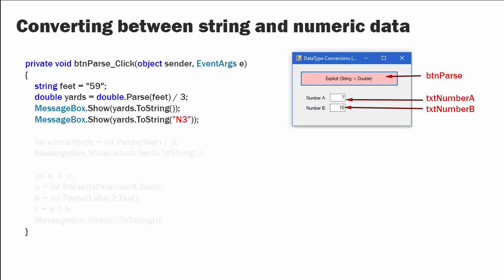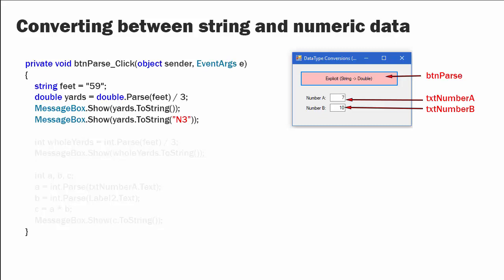Oftentimes we're going to ask the user to enter information into a text box, which is data entry. And if you remember, the text property of a text box, which is where they're entering that data, is a string data type. In order to do some math on that, we have to be able to convert that string to an integer or a double or a short, etc.